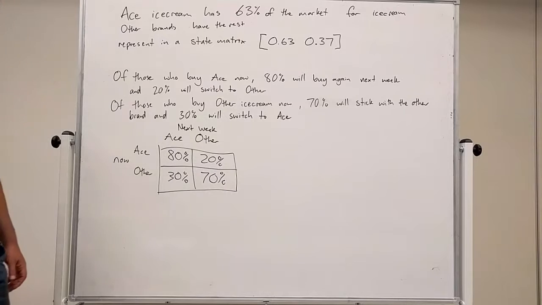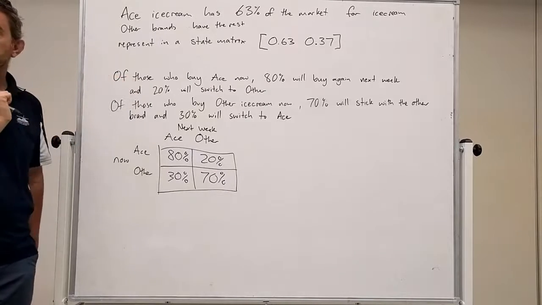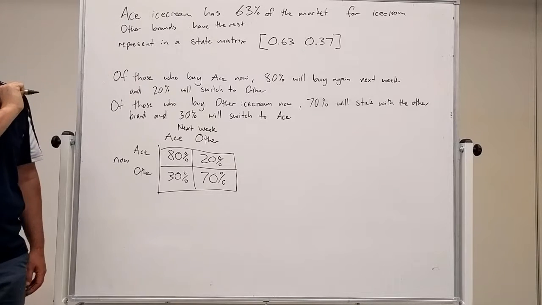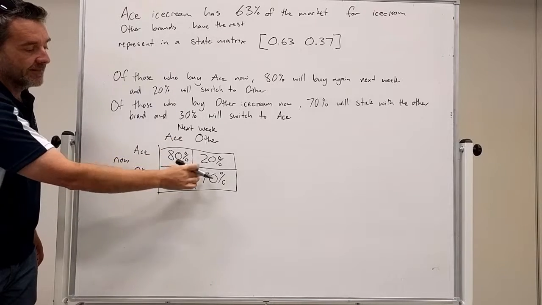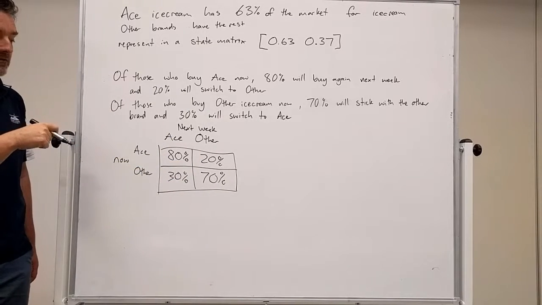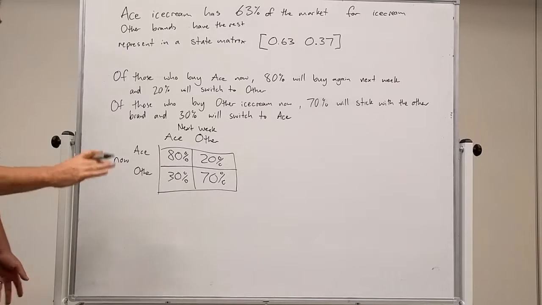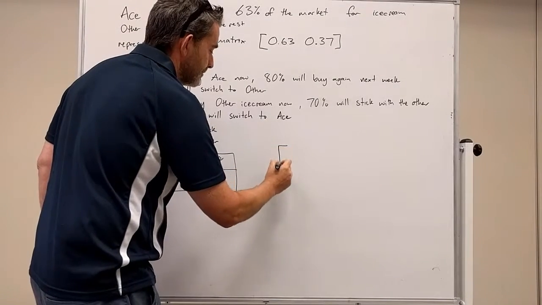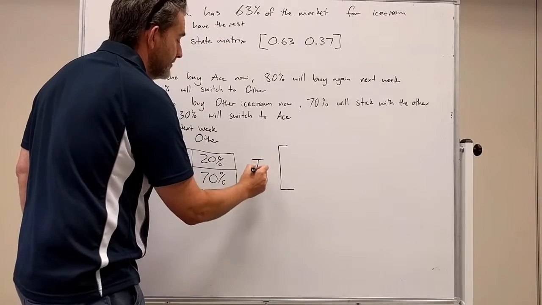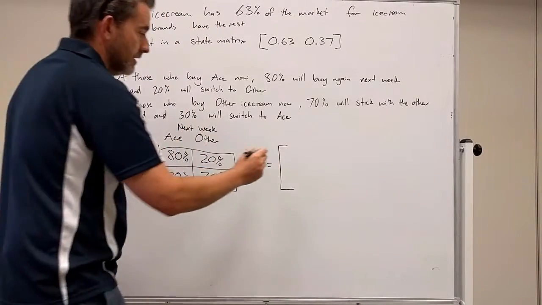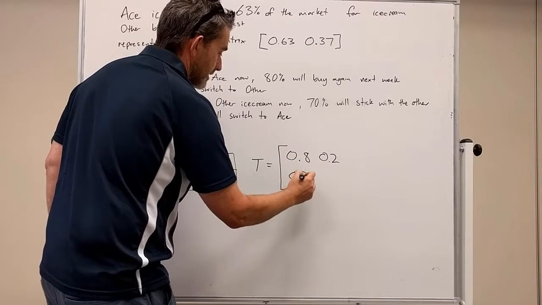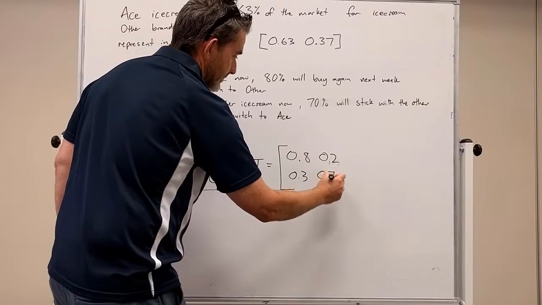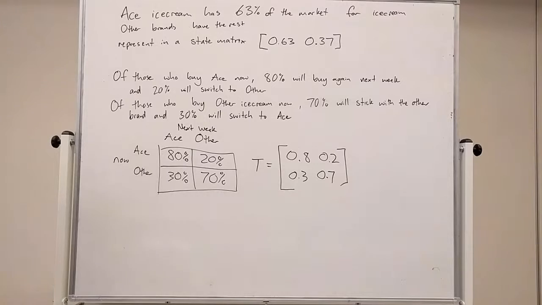Now just be careful with that, because the words in the question have those numbers around the other way, because it says that 70% are going to stick with Ace, with other. So just make sure that going from other to other is 70%. You've actually got it in the second square there. So that's a table that summarises it. I can then write that in a matrix. And the transition matrix, T, equals 0.8, 0.2, 0.3, and 0.7. So that summarises the sorts of changes that are going to happen from one week to the next.